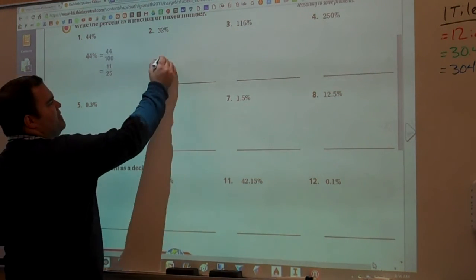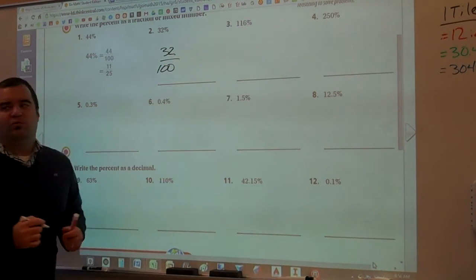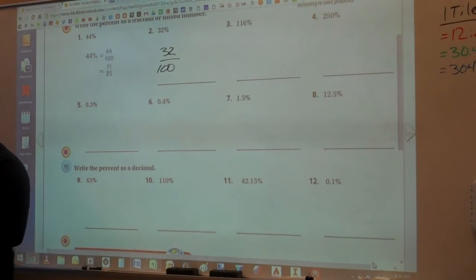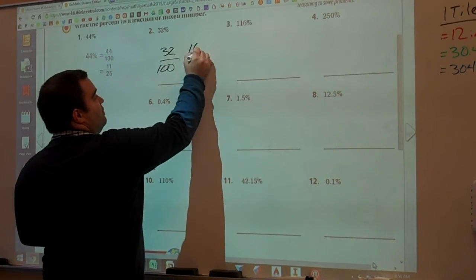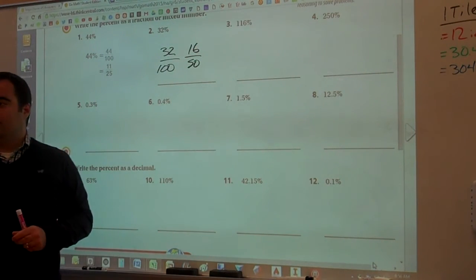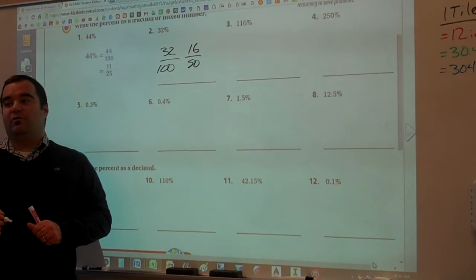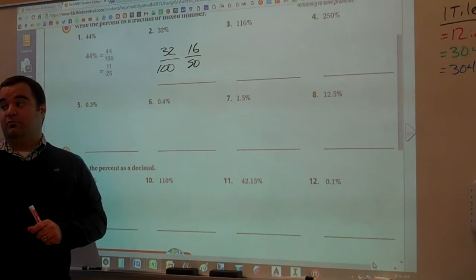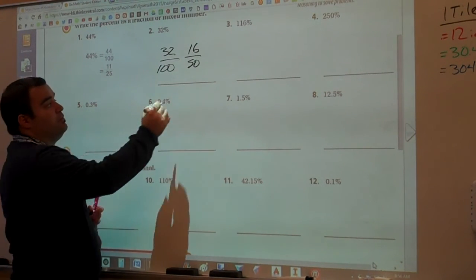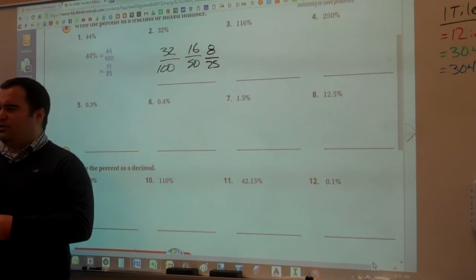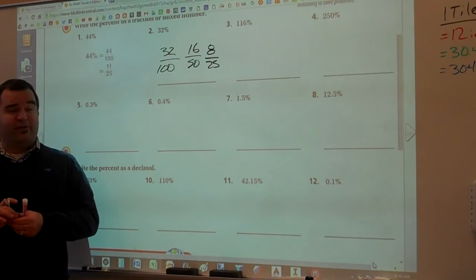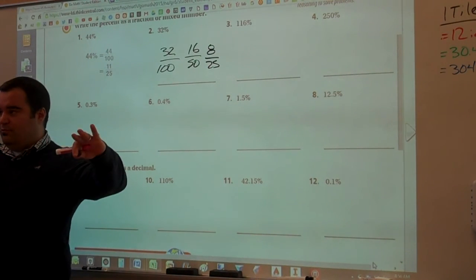32% as a fraction. 32 over 100. What does that reduce to? Yes, sir, Harley. 16 over... Part of me really likes that answer. Another part of me says, let's go more. That can still be reduced. They're both even. 8 over 25. Factors of 8: 1, 2, 4, and 8. None of those are factors of 25. Reduced.